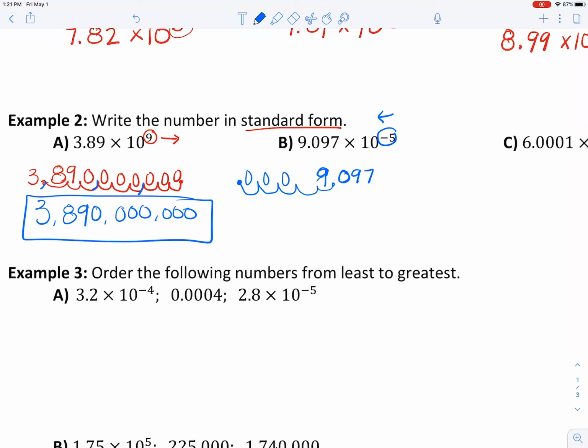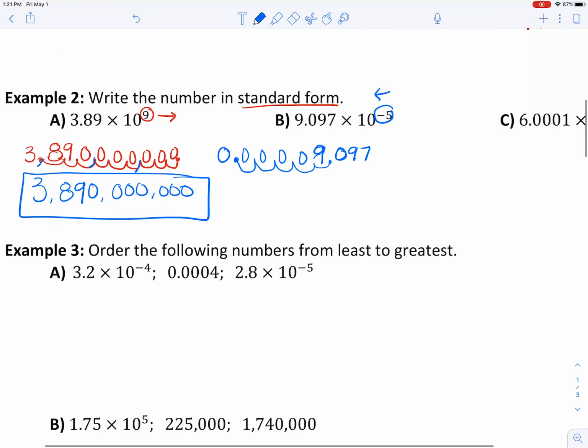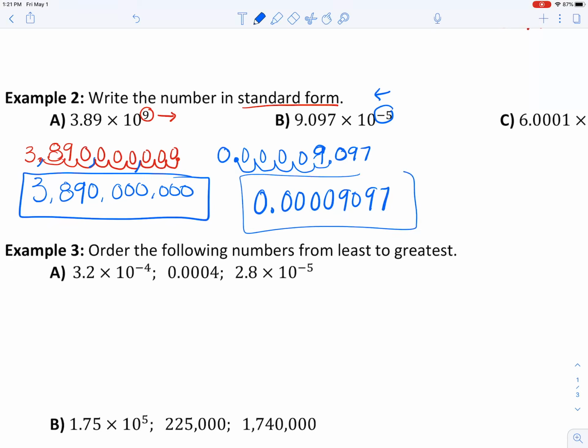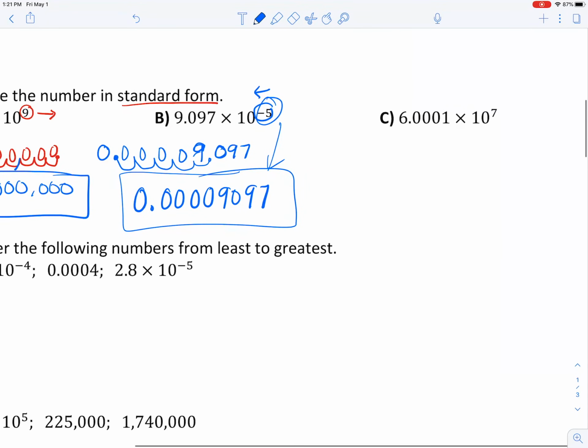1, 2, 3, 4, 5. We're going to fill in a 0 in all of those valleys. And we're also going to put a 0 in front here for a placeholder. So now we have 0.00009097. If I want to double check, this was originally a negative number. That's indicating a very small number, which it is there.